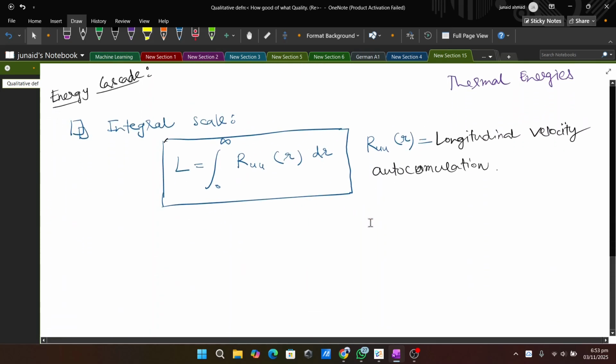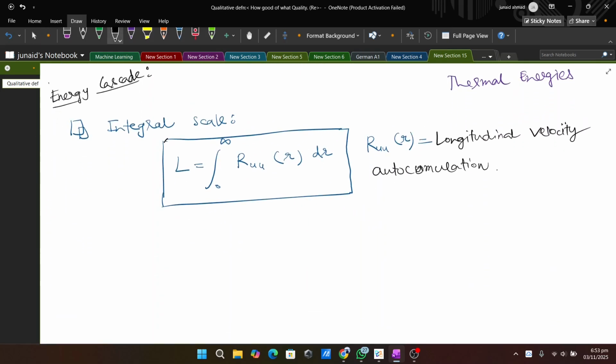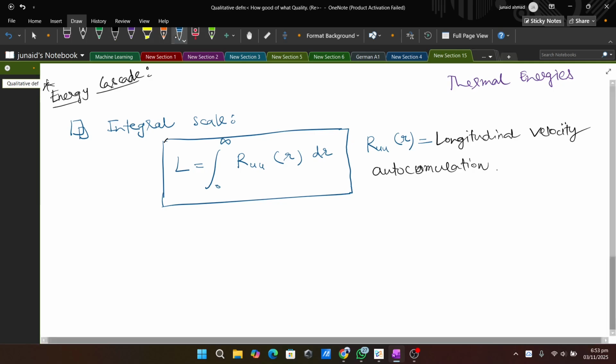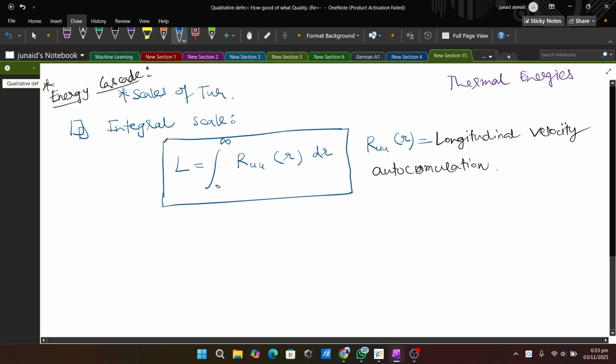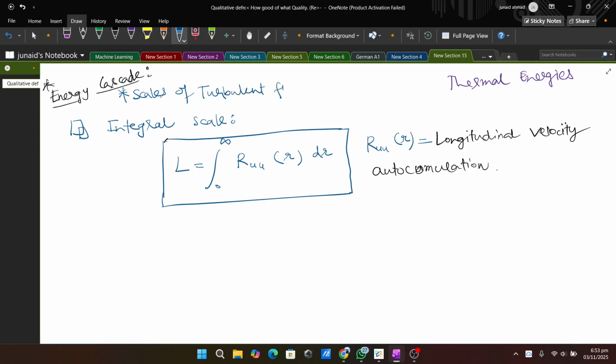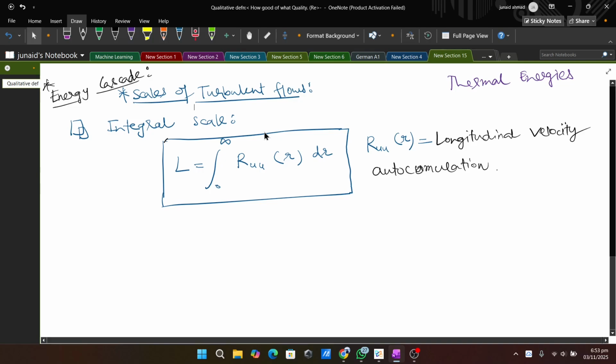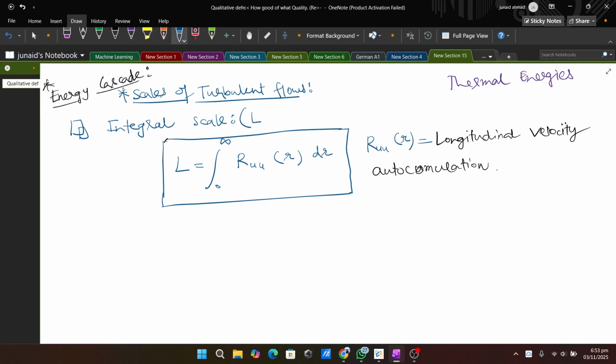All right. Now, as we have already talked about the energy cascade and this integral scale, what is this scale? These are some scales of turbulent flows. Let me give the heading: scales of turbulent flows. So these are my scales of turbulent flows, and I'm going to talk about them. At first we talked about the integral scale. It is also denoted with L. This scale represents the largest eddies and is related to the conservation of velocity fluctuations.